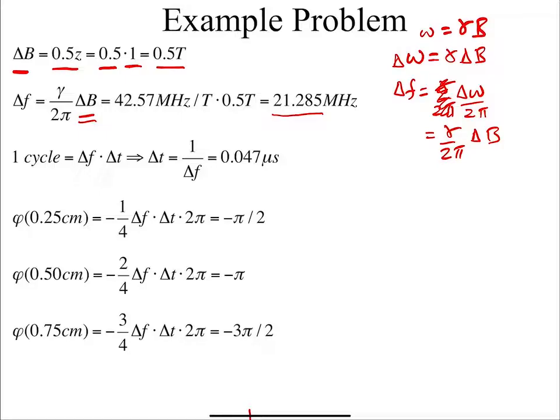Now what we ask is, if I have a difference in frequency of spins, how long does it take for them to get back together? That's essentially one cycle of that oscillation. So delta f times delta t is equal to 1 cycle, and so delta t must just be 1 over delta f. So it's relatively quick, I guess that's 47 nanoseconds. It's a huge field, so it doesn't take very long for them to get back into phase. Okay, so that's problem 12.1.